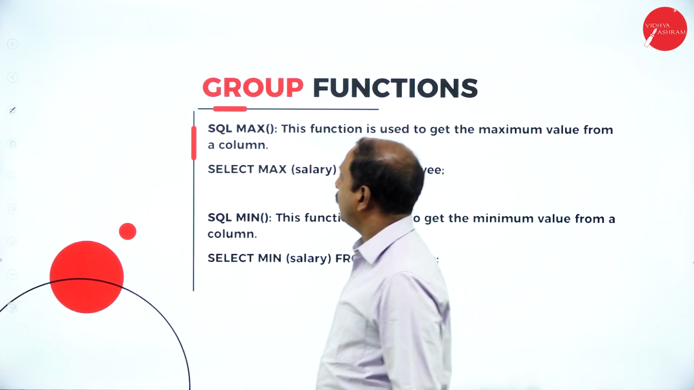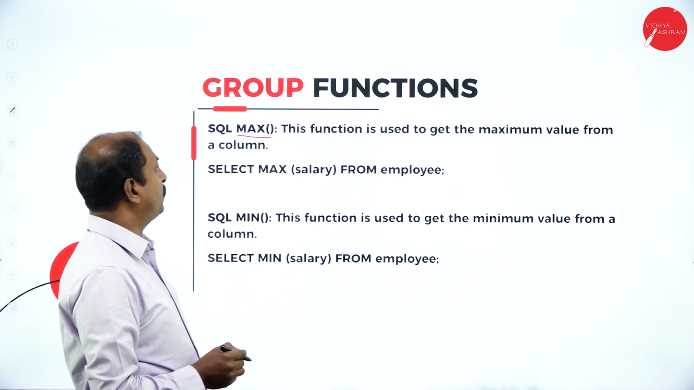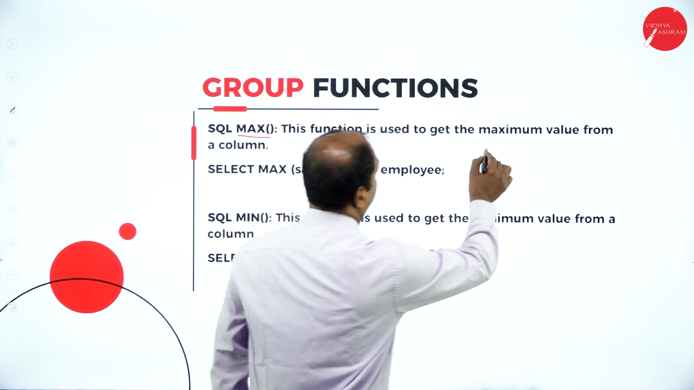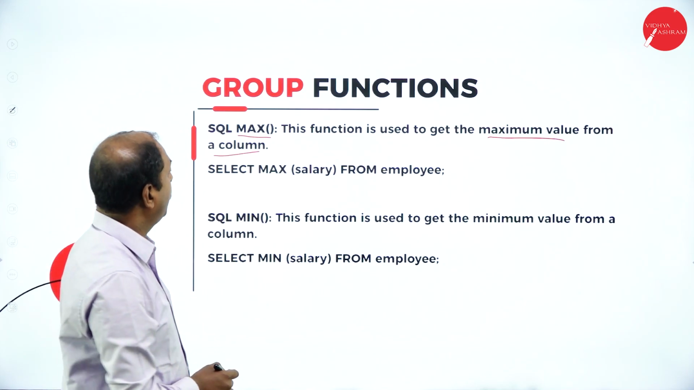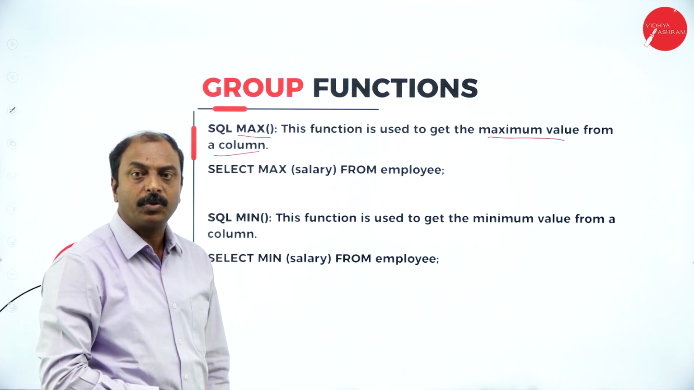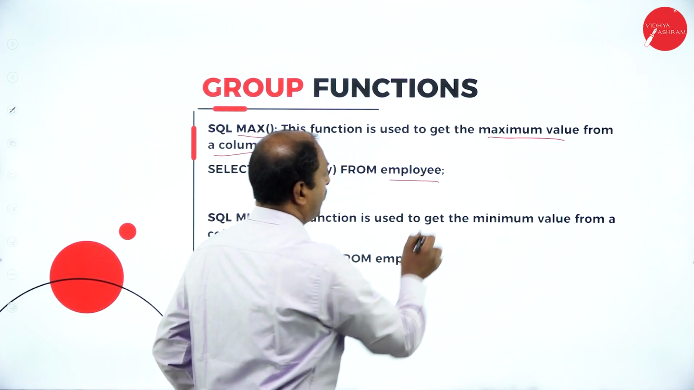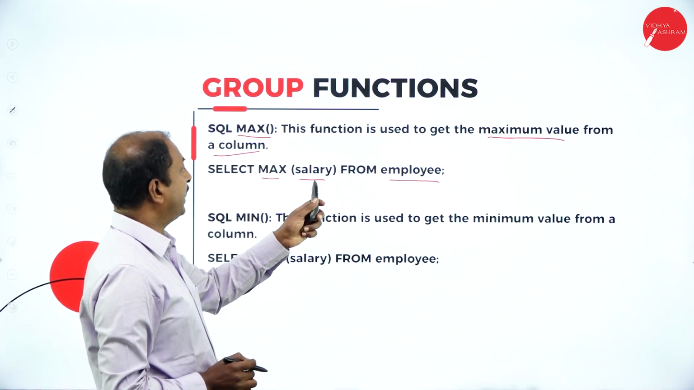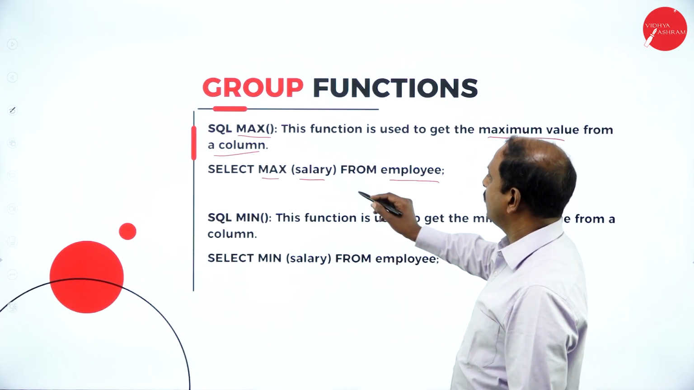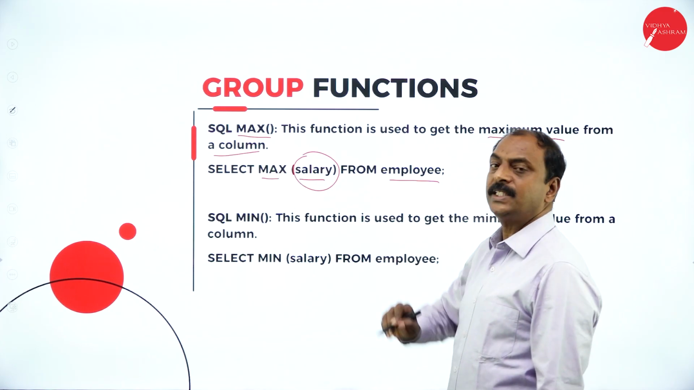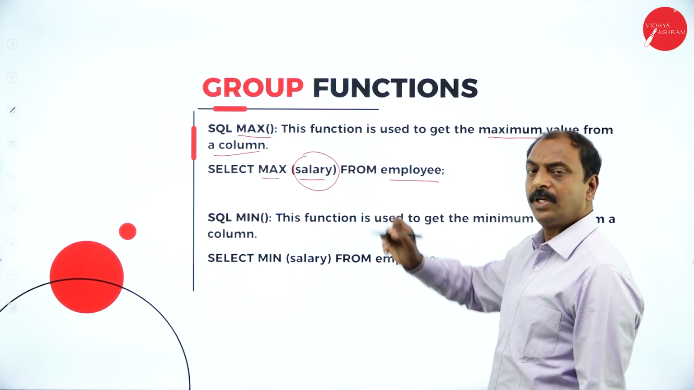Now let us see the next group function, SQL maximum. This function is used to get the maximum value from a column. It works at the column level and is going to select the maximum value in a particular column. So, example, select maximum salary from employee. Employee is the name of the table and salary is the column. With the help of this command, it is going to select the record where, in the salary column, the value is maximum, and fetch that particular record.